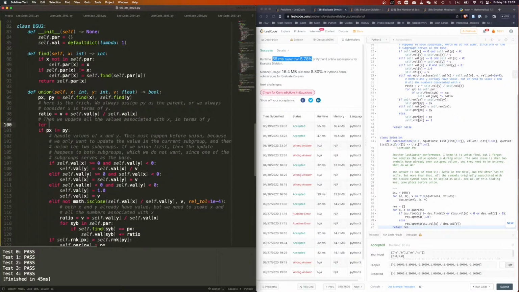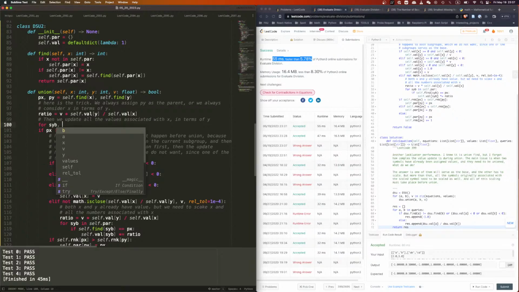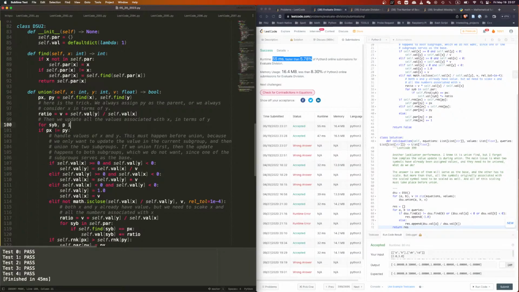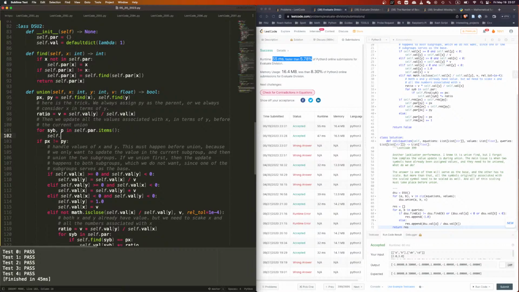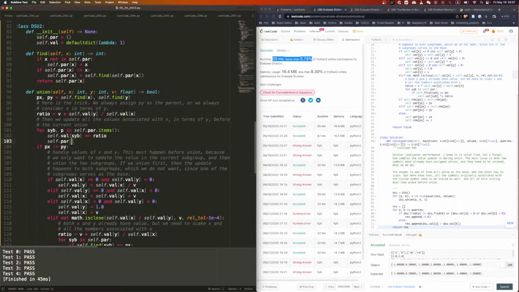Then we update all the values associated with x in terms of y. Then we can just say for symbol and p in self.parent.items, before the current union: self.value[symbol] *= ratio, and self.parent[symbol] we assign to y.